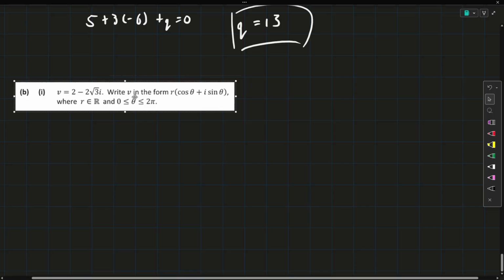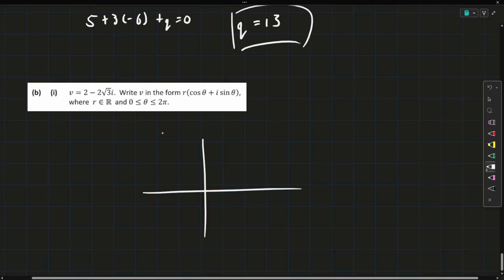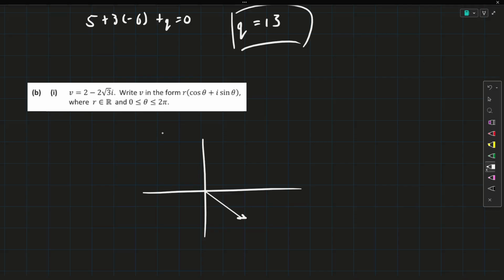Then we have to write this complex number in polar form. So basically what we have to do is do a little rough sketch. So 2 minus something i, so positive 2 in the real axis, so it's to the right. Then minus i means we're going down in the imaginary axis. So it looks something like this. We can figure out what the angle is here, because we need the angle theta, and then we need also the distance, which we call r.